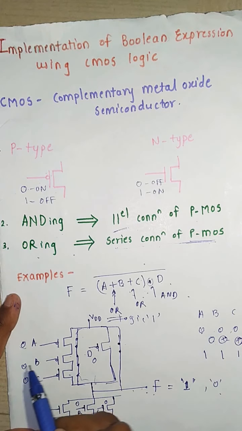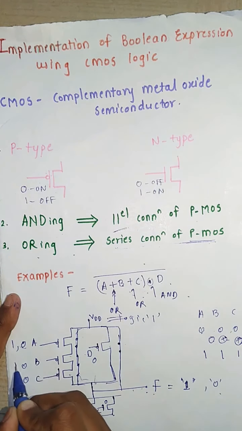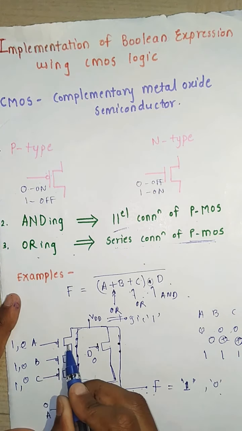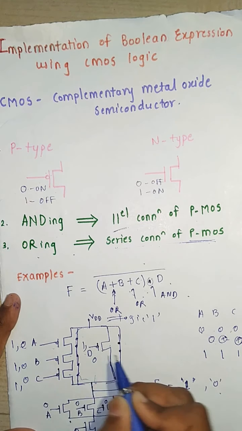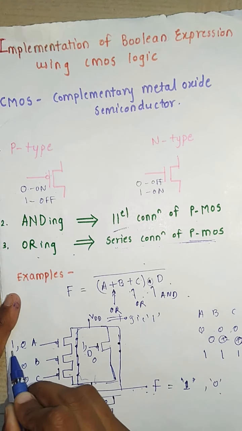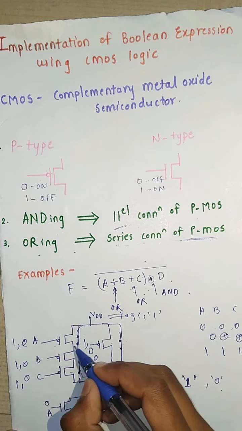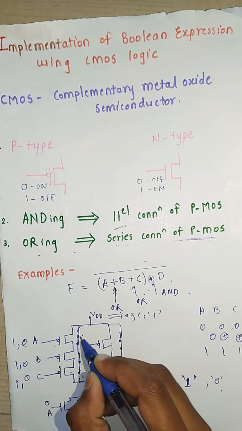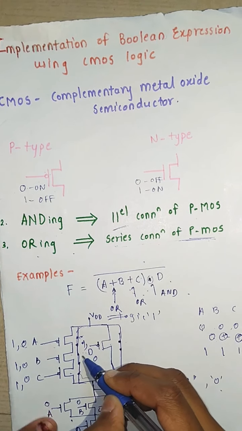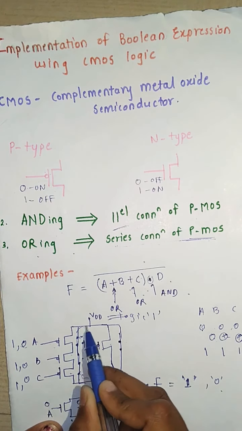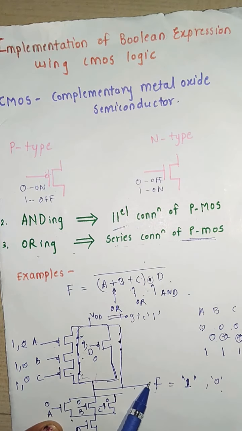So let's check. First we apply 1 1 1 to the base of the p type transistors, and we know that whenever we apply 1 to the base of a p type transistor, it acts as an open circuit, right. This is open circuit, this is open circuit, this is open circuit. There is no connection between VDD and output.